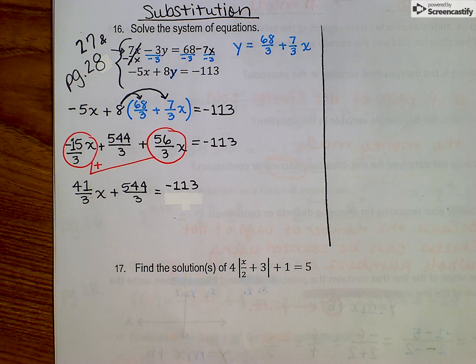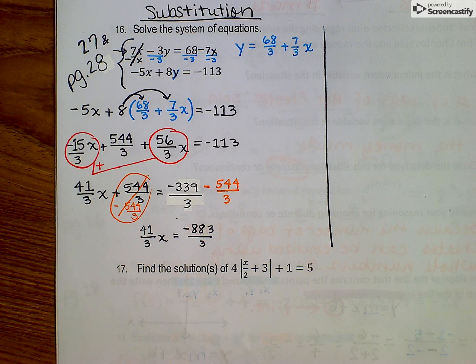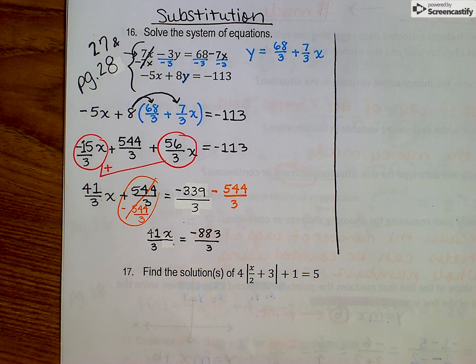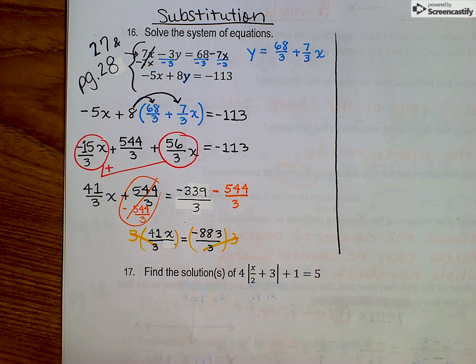Well, this one will be easy. There we go. So now we can just subtract up our numerators. Yay, things are looking a little bit easier because actually I have 41x being divided by 3, so that means I can multiply by 3 to get something nice. There we go. So now I have 41x is equal to negative 883.